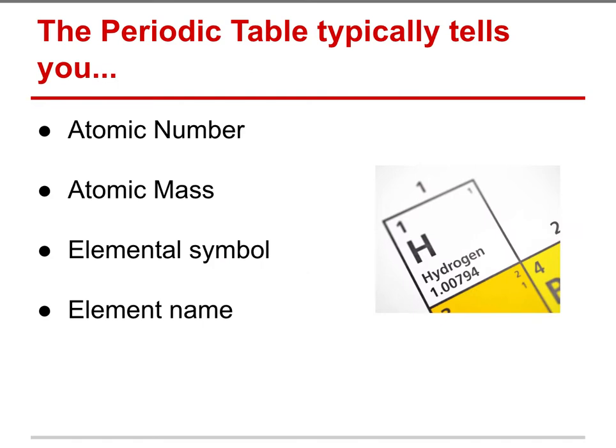So the four pieces of information that I want you to be able to find are the atomic number, the atomic mass, the element symbol, that'll be either one or two letters, and the first letter will always be capitalized. If there is a second letter, it will be lowercase. And the element name. So here, hydrogen.